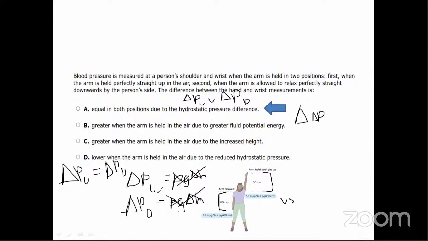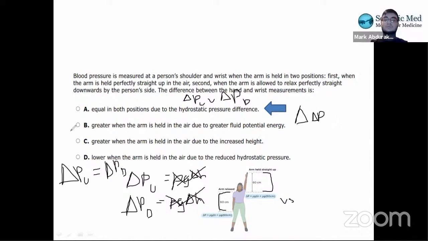Now let's go over why the other choices are wrong, okay? Greater when the arm is held in the air due to greater fluid potential energy. You may get confused by thinking, well, if you're putting it higher up, you have more potential energy because that's usually how it works, but that doesn't really make sense with the pressure differences, especially with potential energy. So I can't really explain it too well because they're not related concepts in a way. So it's really hard to explain.